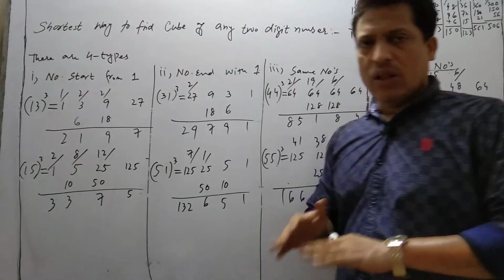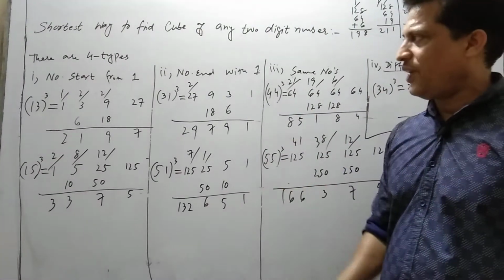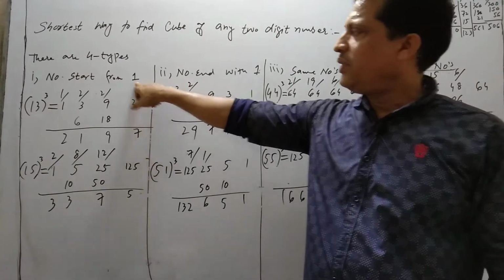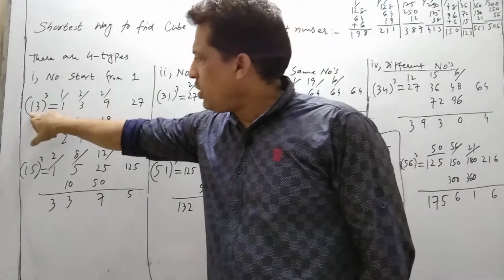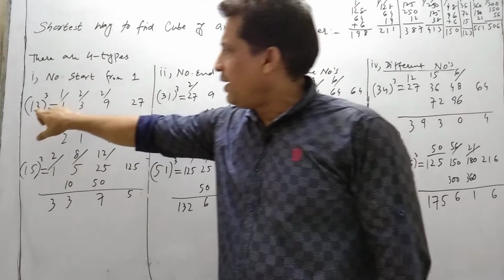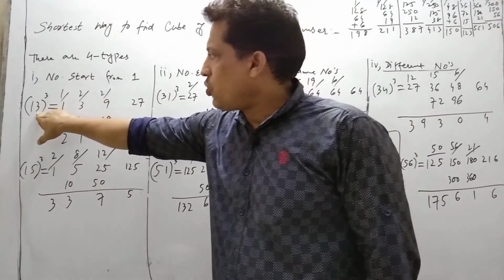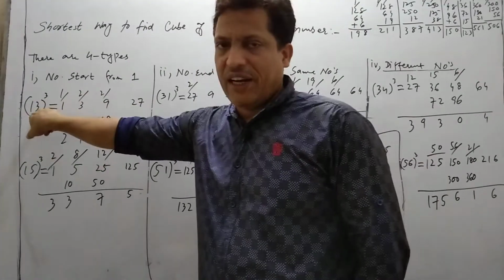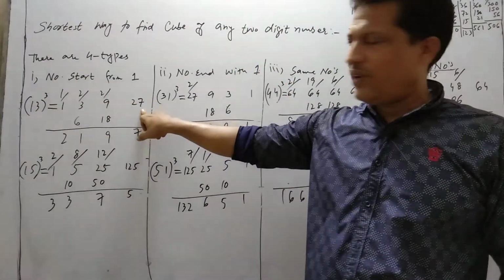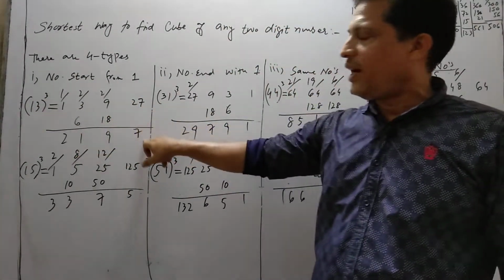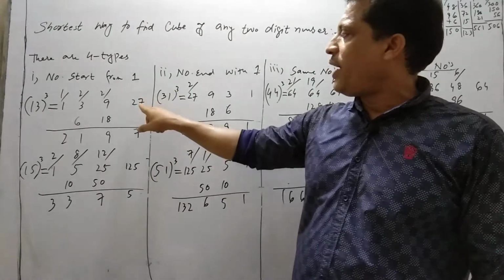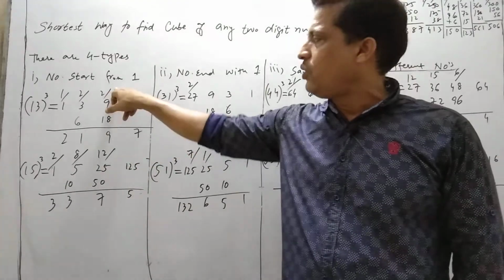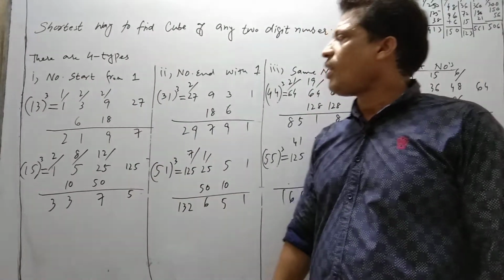Now I repeat all the rules again for your satisfaction. If the number starts with 1, write both numbers as they are, like 13. Then the square of the second number, 3 square is 9, and the cube of the second number, cube of 3 is 27. Add the numbers, but always write the first digit only. Don't write 27 over here. Just 27 plus 0 is 27, 7 and carry 2, and then follow the rule.